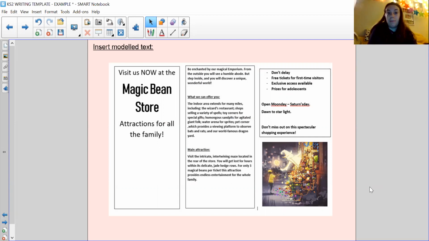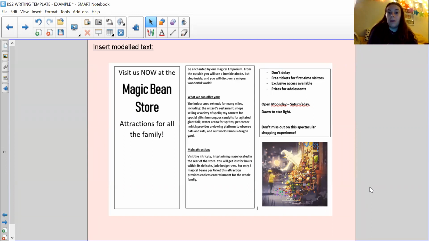Visit us now at the Magic Bean Store, attractions for all the family. Be enchanted by our magic emporium. From the outside, you will see a humble abode, but step inside and you will discover a unique, wonderful world. What we can offer you. The indoor area extends for many miles, including the Wizard's Restaurant, shops selling a variety of spells, toy corners for special gifts, humongous sandpits for agitated giant folk, water arena for sprites, pet corner, which provides a viewing platform to observe bats and rats, and our world-famous dragon yard.